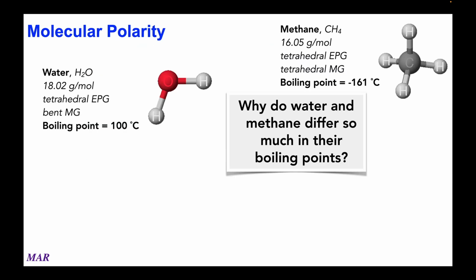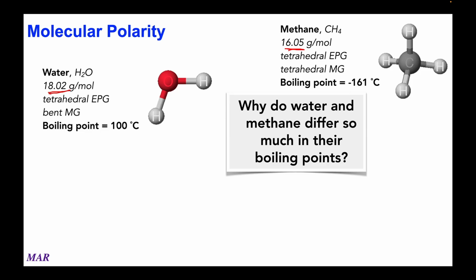So this next topic we're going to talk about is molecular polarity. And it's a pretty important topic, as I'll show you here. So for example, let's compare water, H2O, and methane, CH4. And both of these have very similar molar masses. So for water, if you add up 2 H's and an O on the periodic table, you get 18.02 grams per mole.